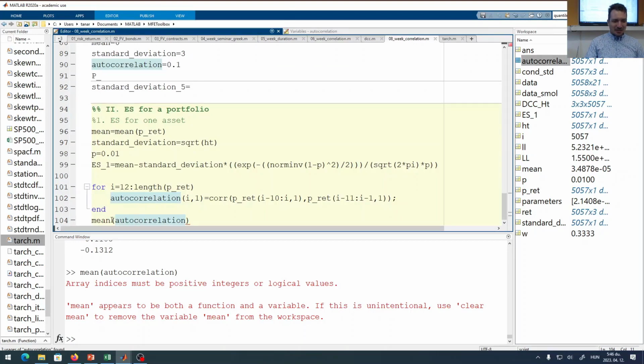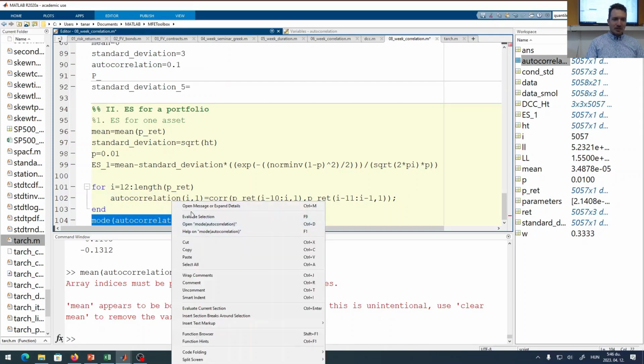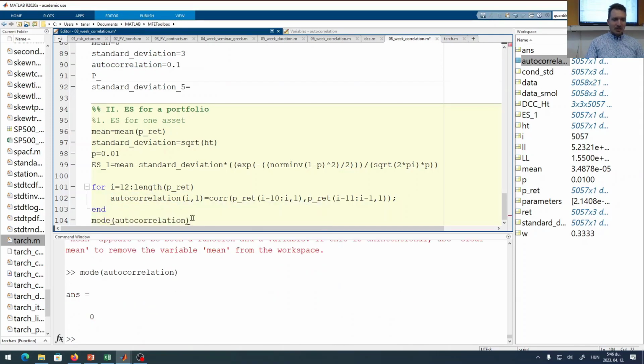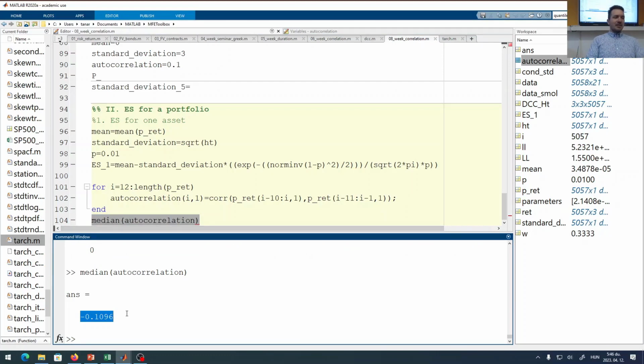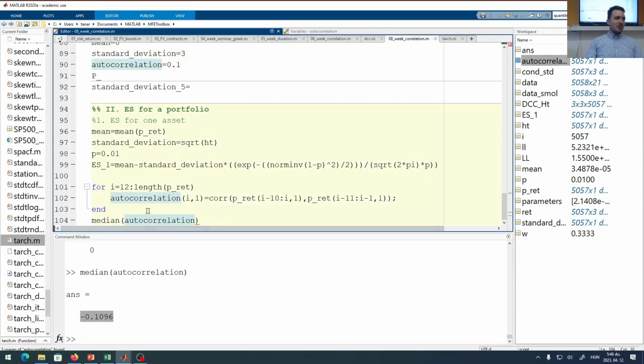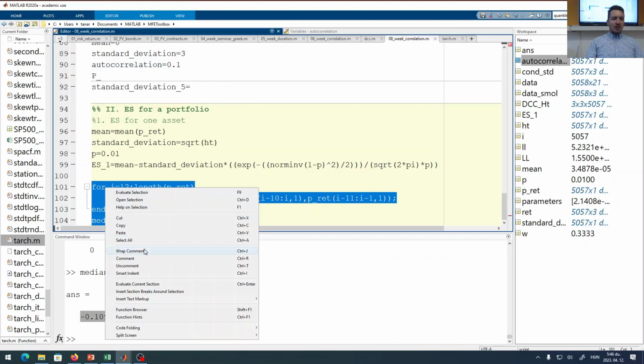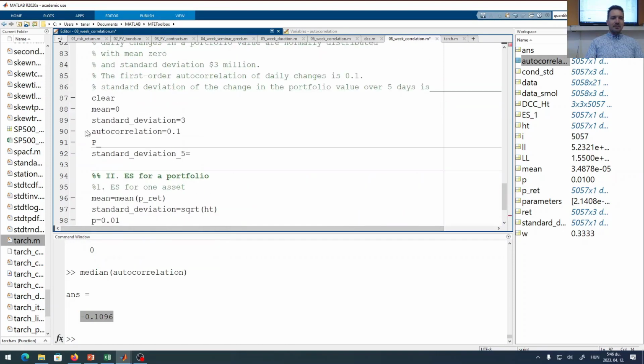Why is mean not working? Doesn't matter if it's mode or whatever. Yeah, because I defined the mean and that's why the function mean is not working. So okay, the median is still negative, and practically we have the same number, just positive, and this one is negative. So just for fun, if you need something like this, you can do it that way.